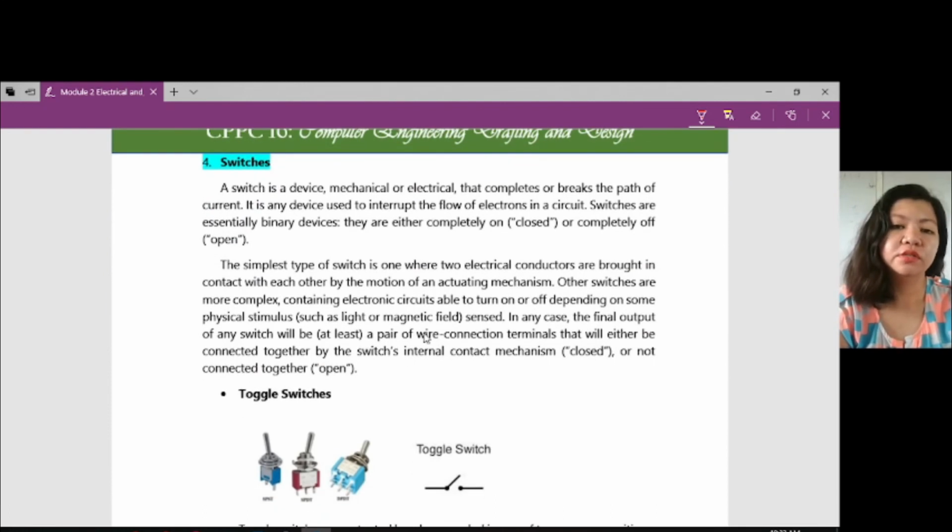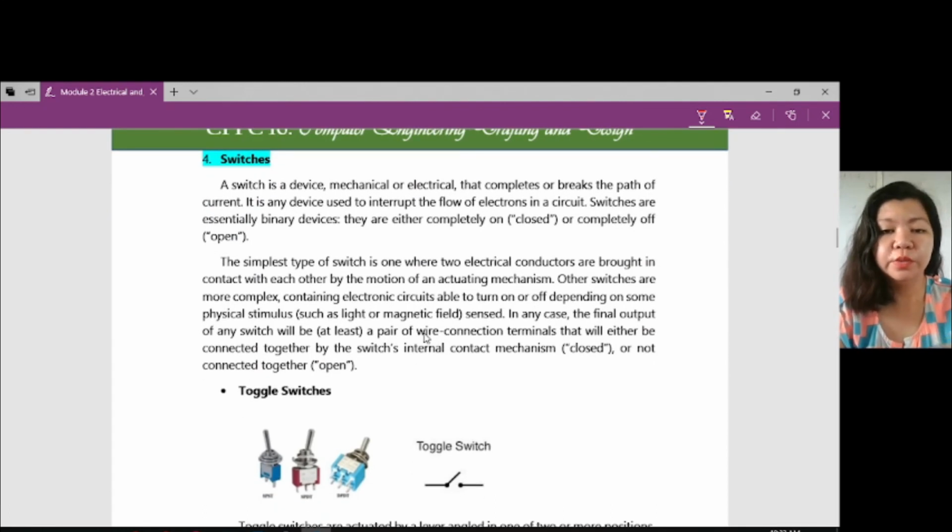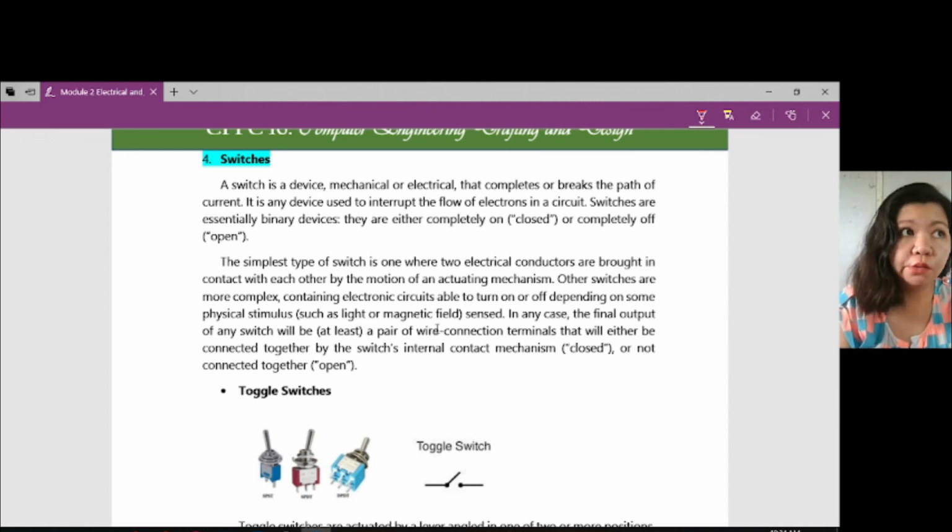Next, switches. So a switch is a device, mechanical man siya or electrical, that completes or breaks the path of the current. So it is the main component that can control or allows the flow or do not allows the flow of the current or the voltages. So it is any device used to interrupt the flow of electrons in a circuit. It can say go, it can say stop. Switches are essentially binary devices kasi 1 and 0 yung kanyang alam. It's either you go or not.